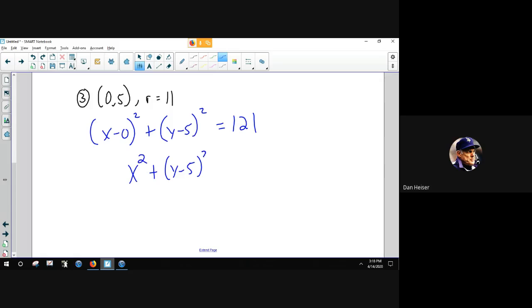And now I have a slightly cleaner form for my equation. X squared, because there is no horizontal moving. The center is on the y-axis, just 5 units above the origin. No horizontal shift. We shift 5 units up to go from the origin up to here. Y minus 5, quantity squared, and then 121.